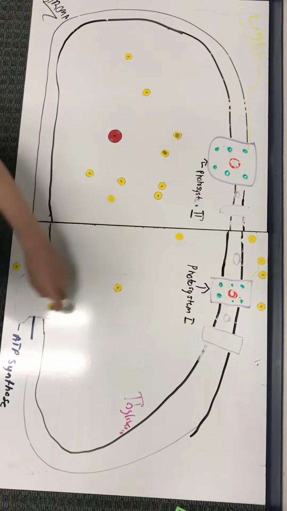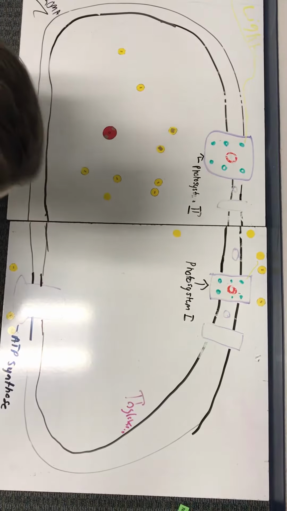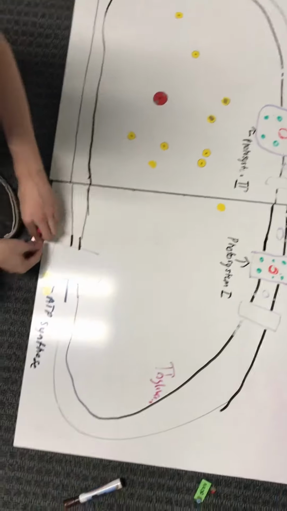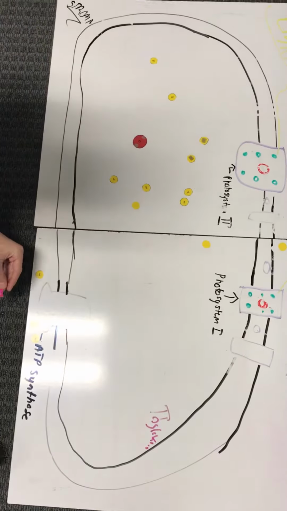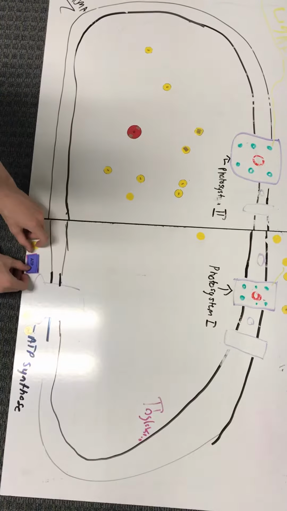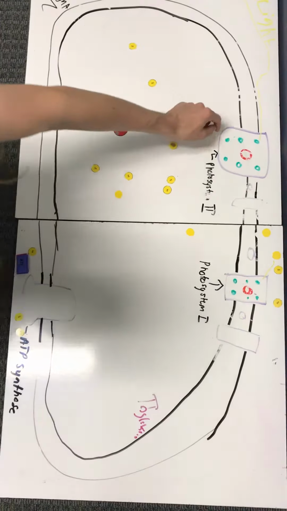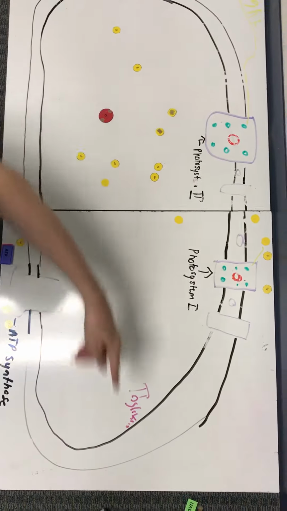So as the hydrogen are flowing out, that's providing energy, enough energy that ADP, a phosphorus molecule, can come together and create ATP. So the product of photosystem 2 is ATP, product of photosystem 1 is NADPH.